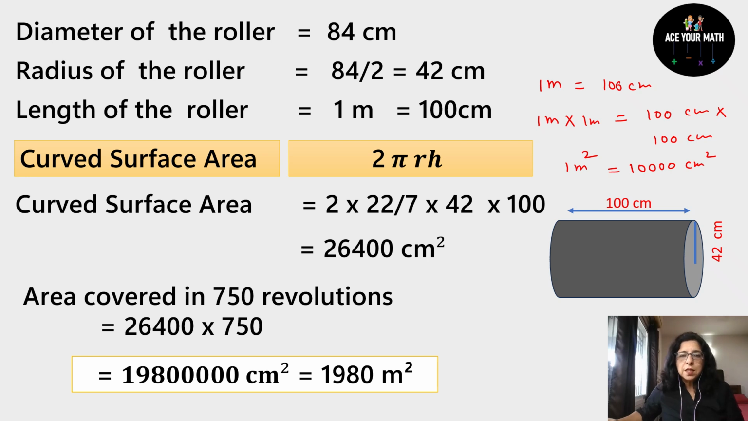So the given answer is 198 and then 50. Divide this by 1 and then 4 zeros, because you want to convert it into meter square. See, 4 zeros will get cancelled. So your answer will be 1980 meter square. So this is the area of the road in meter square.